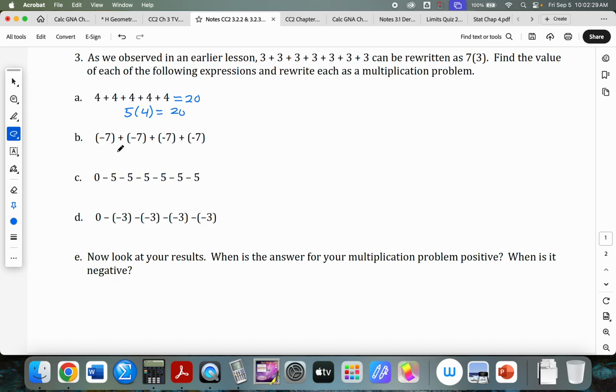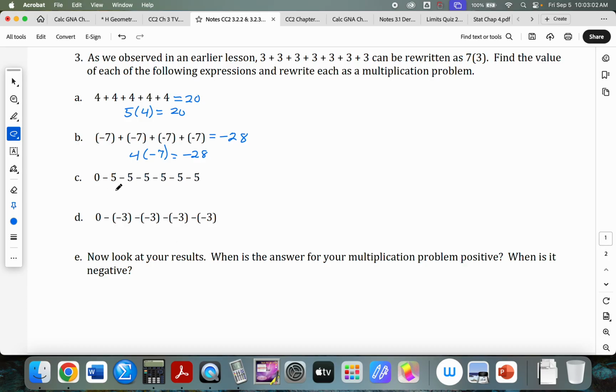For this one, -7 plus another -7 plus another -7 plus a fourth -7 is -28. I have 4 -7s. C and D sometimes bother students just because it's a little different.